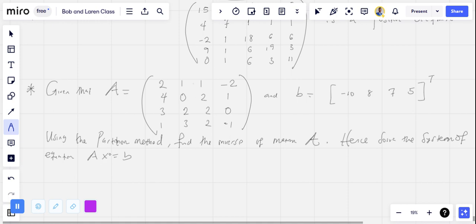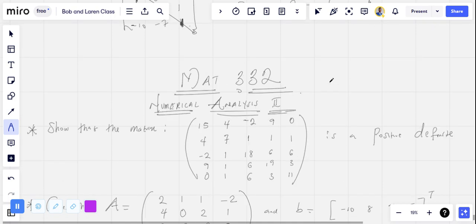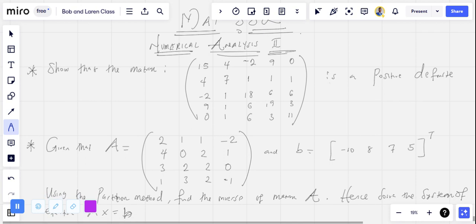And at the same time, they ask us to solve this system A of vector x equals b. So I think that's what they ask us to solve. Looking at this now, it's not something that is really hard. So I want to look for the positive definiteness of this particular matrix that is here.